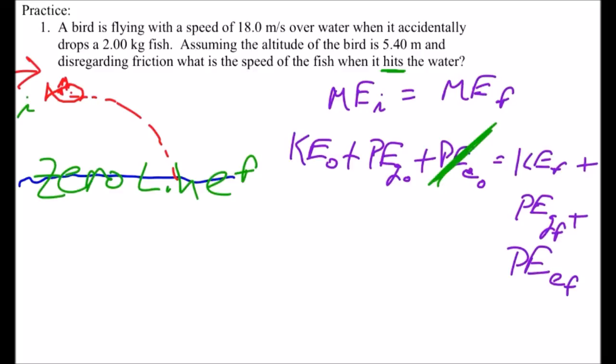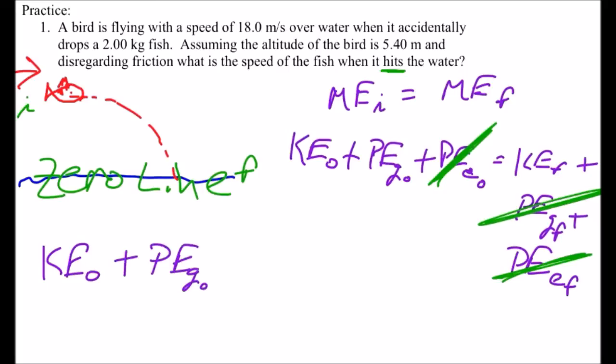At the end of the trip, the fish is not running into a spring, so there's no elastic potential energy. The fish is on the zero line, so there can't be any gravitational potential energy. But the fish is still moving. When we say it hits the water, we mean it's right above the surface, so it still has some velocity, which means there is some final kinetic energy. Now let's rewrite what's left: kinetic energy initial plus gravitational potential energy initial equals kinetic energy final.